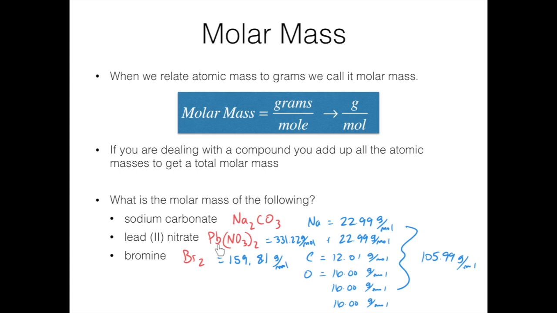Lead nitrate is Pb(NO3)2. And chances are, if you screwed up this molar mass, it's because you didn't double the nitrate. When you double the nitrate, you have 2 nitrogens and 6 oxygens. So if you add all those up, you get 331.22 grams per mole. Now, bromine is one of your diatomic molecules. Chances are, if you got this wrong, it's because you just grabbed bromine off the periodic table, but you need to double bromine, and it's 159.81.